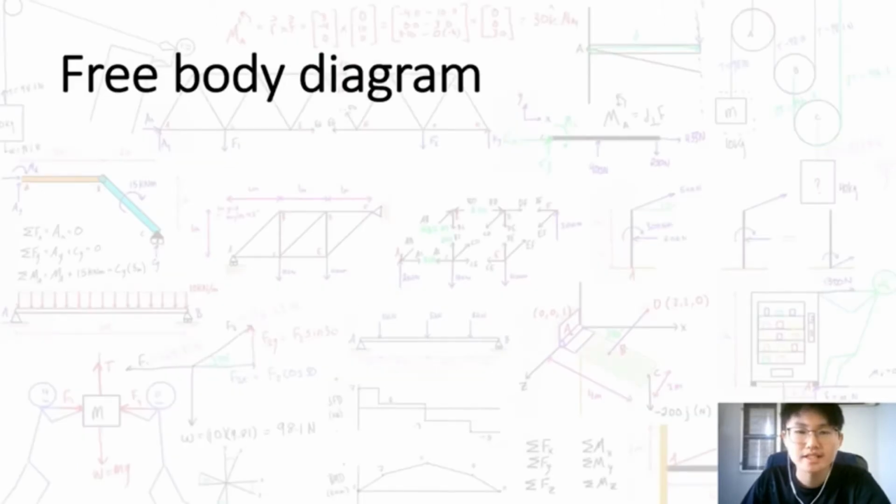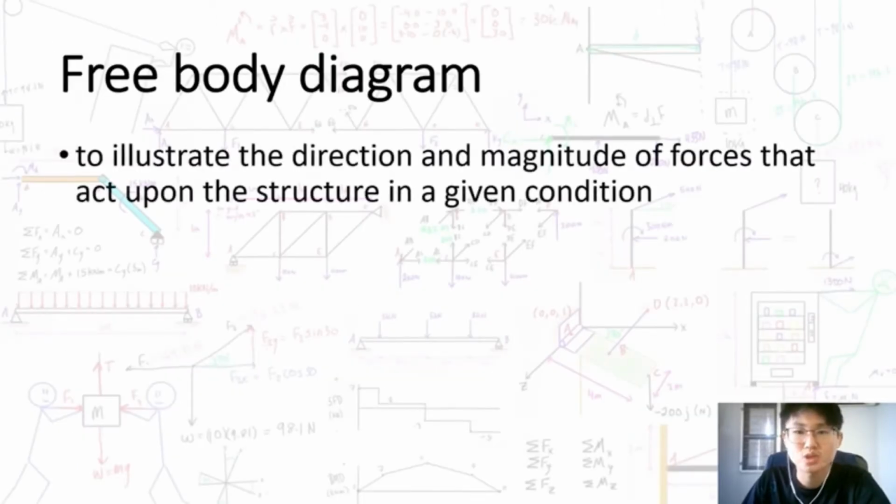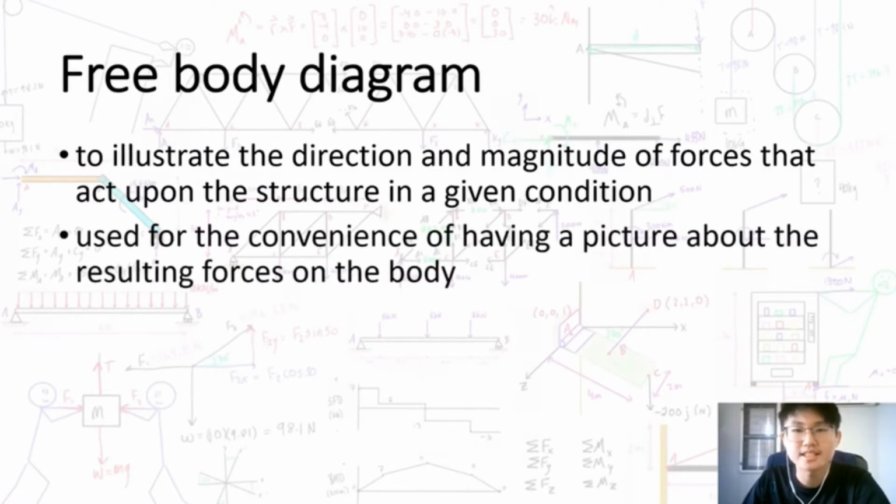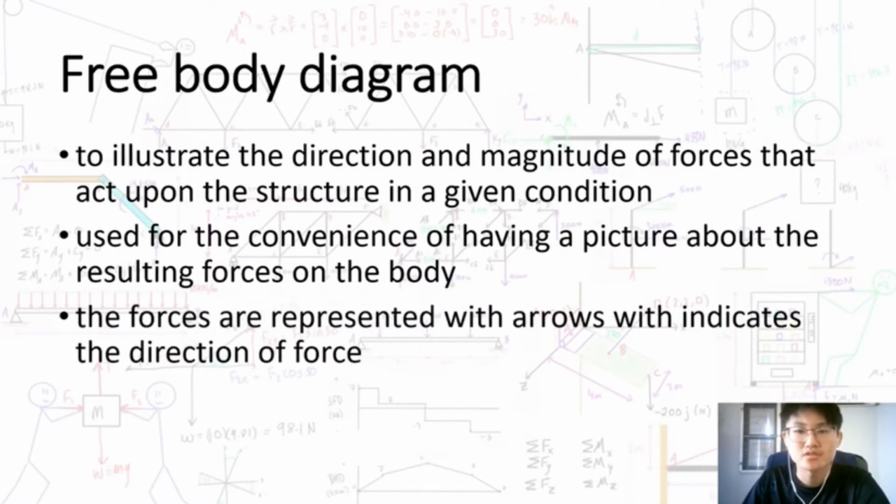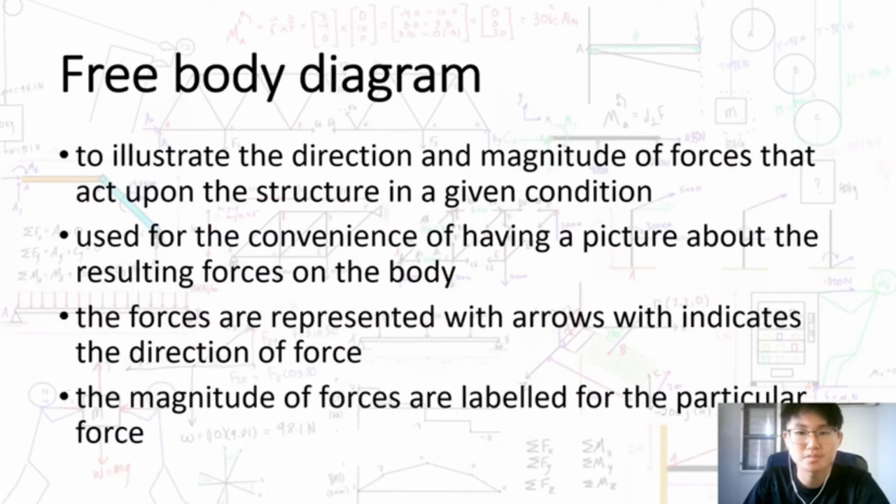Free body diagrams are diagrams to illustrate the direction and magnitude of forces that act upon the structure in a given condition. This technique is used for the convenience of having a picture of the resulting forces on the body. In a free body diagram, the forces are represented with arrows which indicate the direction of the force, and the magnitudes of forces are labeled for the particular force acting on the structure.